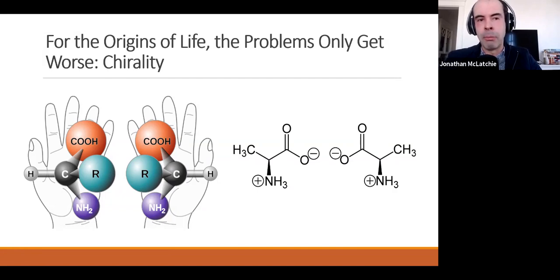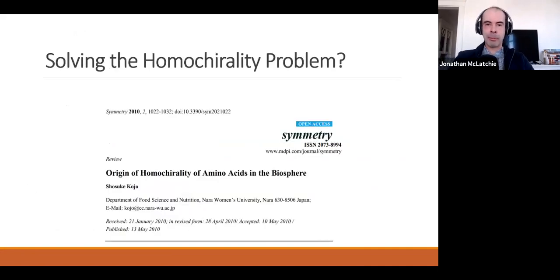So that multiplies those improbabilities yet further, because at each site, if you have a 150 amino acid long residue, then at each site you have a 1 in 2 chance at the origins of life of getting a left-handed versus a right-handed isomeric form. Now, it might not surprise you to learn that origins of life theorists know about this problem and have offered possible solutions to it.